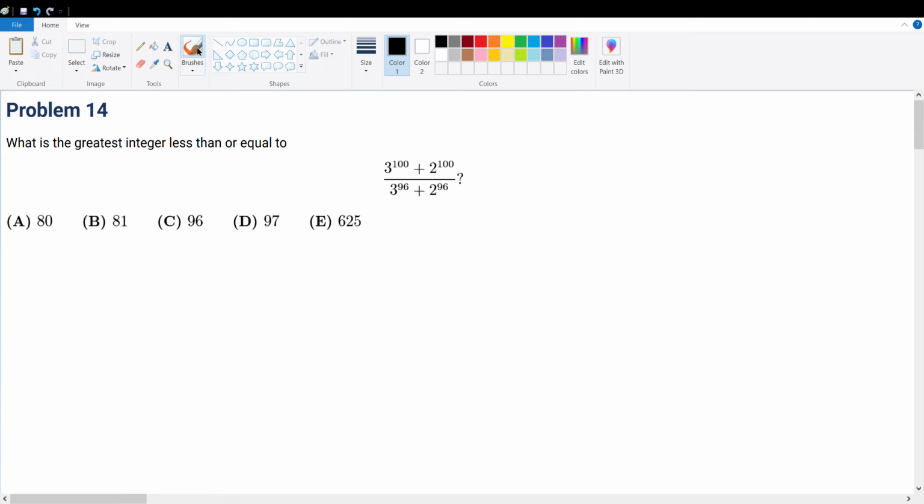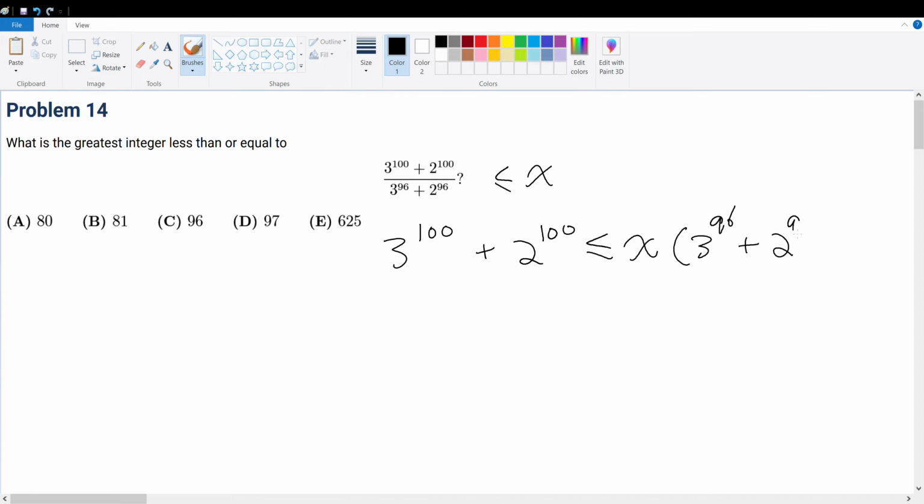Problem 14. What is the greatest integer less than or equal to the following expression? Well, I don't know, so let's just put x. If we were to have x, let's cross multiply. 3 to the 100 plus 2 to the 100 is less than or equal to x, right, times 3 to the 96 plus 2 to the 96.